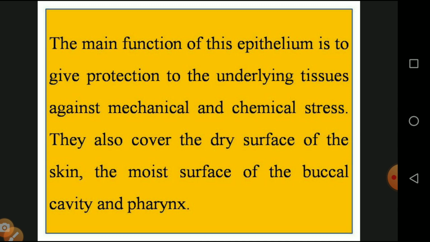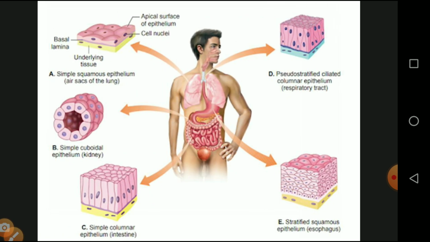So we will see another important function of this compound epithelium. The main function of this epithelium is to give protection. We know very well the outer layer is a protective layer, protecting the underlying tissue against mechanical and chemical stress. They also cover the dry surface of the skin, the moist surface of the buccal cavity and the pharynx. The skin maintains softness, and the buccal cavity secretes saliva, which keeps the pharynx moist too. So these are the locations where this epithelium is found.